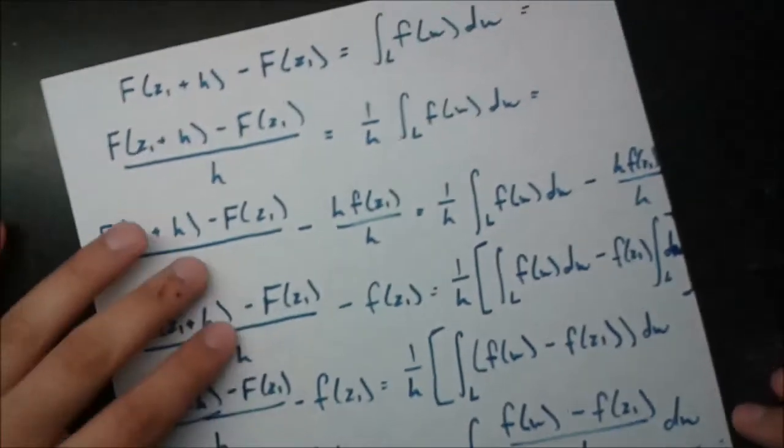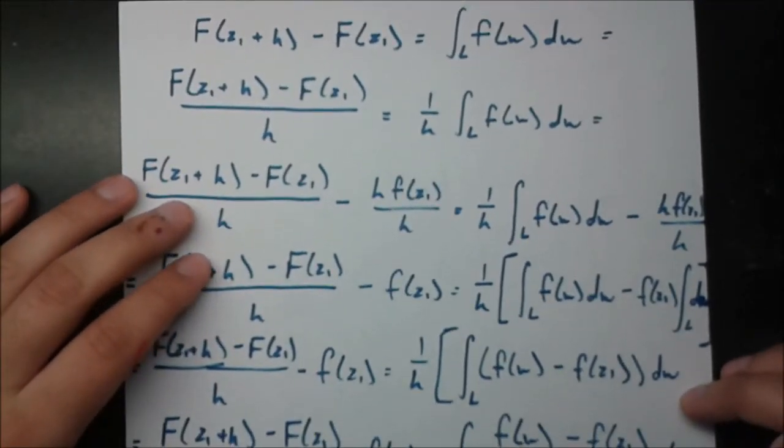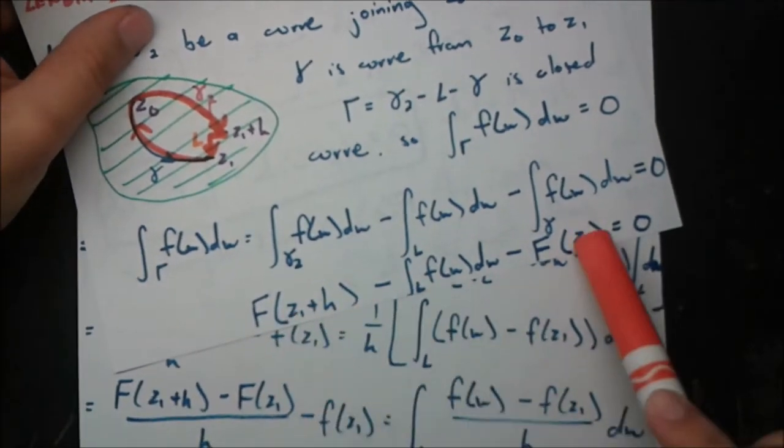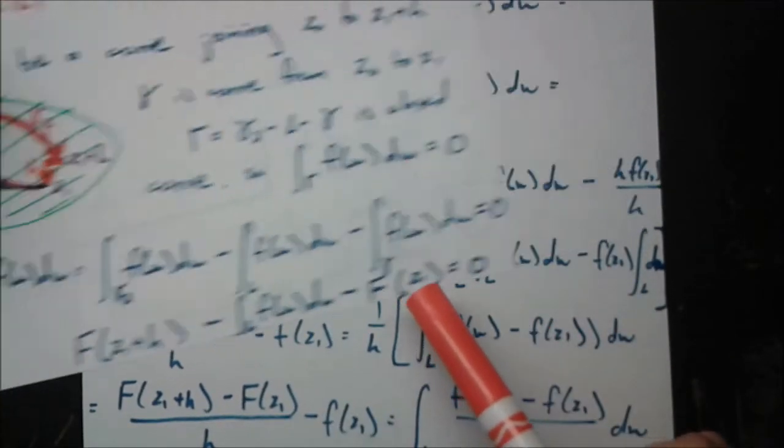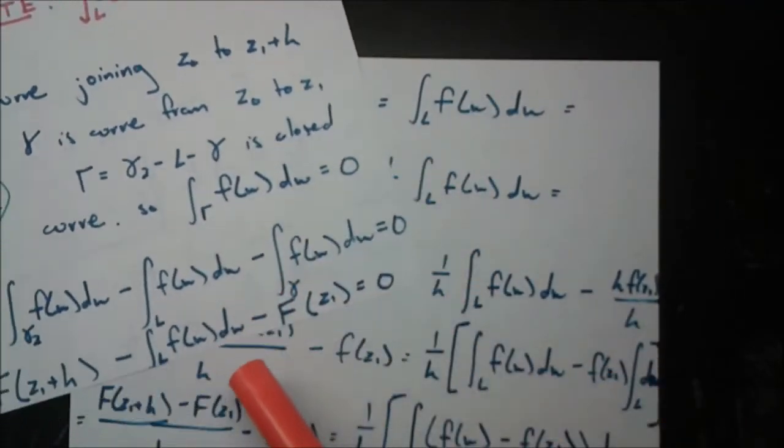Okay? Now let's move on. Next piece of paper. So we have this right here. So what we're going to do is move the integral of f of w dw over L.